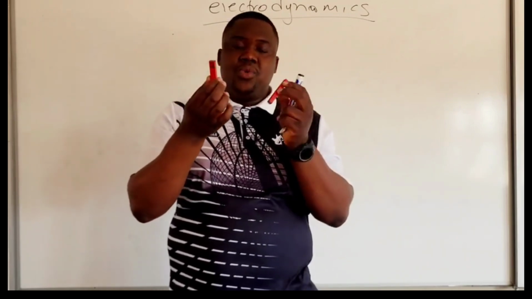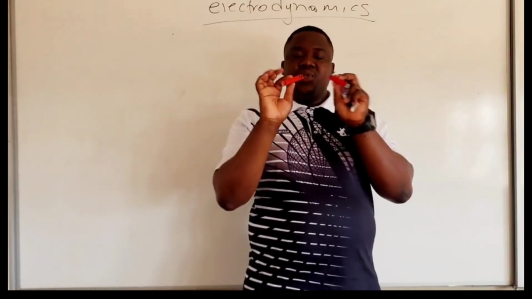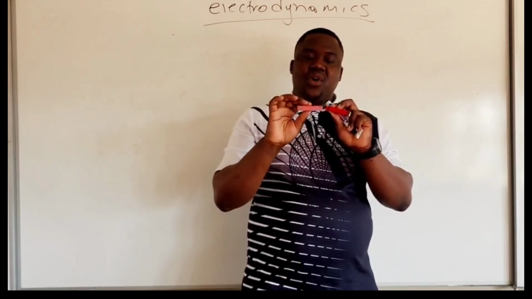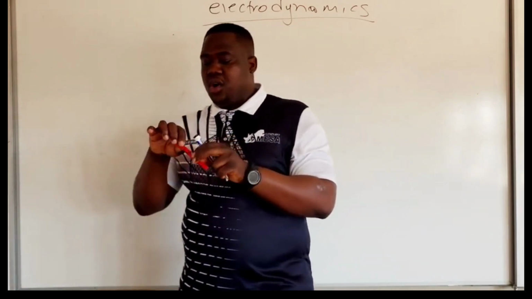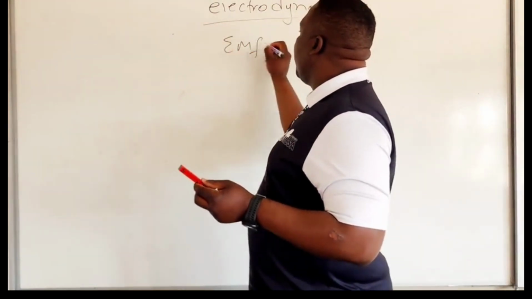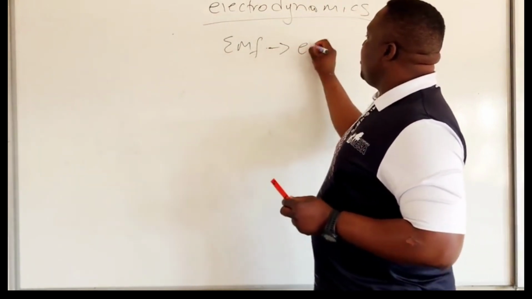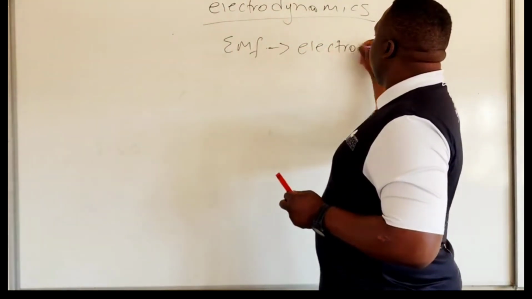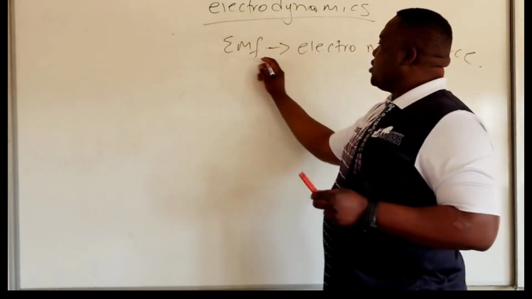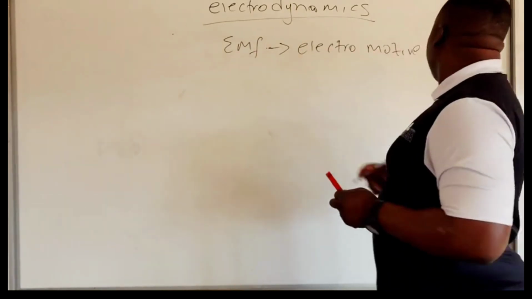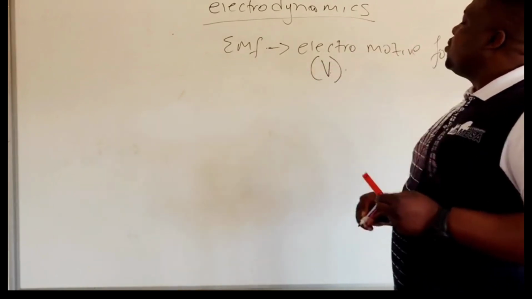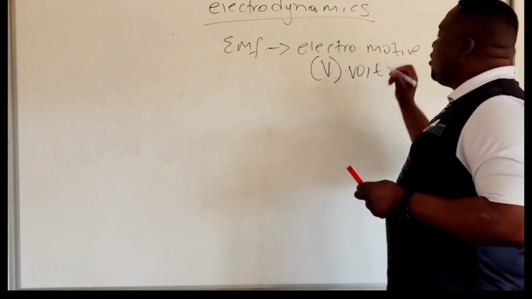So how do we use a magnet to generate electrical current or a voltage, which we call EMF? We're going to talk about EMF. EMF stands for electromotive force, whose SI unit is V, which is volt. V for volt.